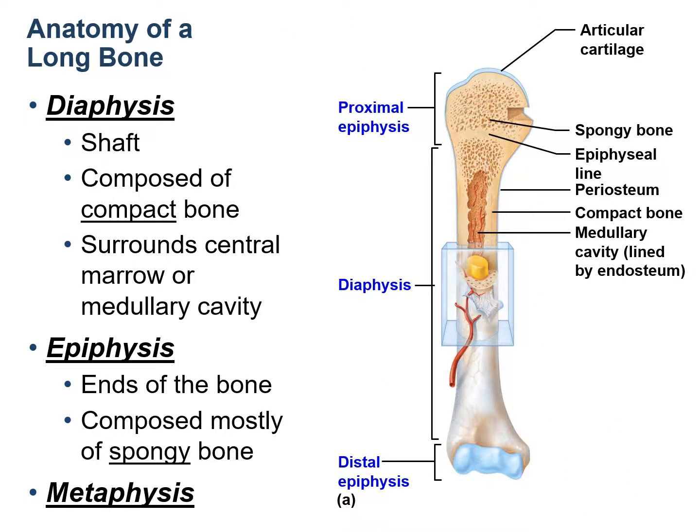Anatomy of a long bone. A long bone such as the humerus or the femur has a shaft portion known as diaphysis. The diaphysis is mainly made up of compact bone, and the compact bone forms the walls of the long bone, and the diaphysis usually surrounds the central cavity, which is the central medullary cavity, or which is also known as the bone marrow cavity. The ends of the bones are known as epiphyses, which are mostly made up of spongy bone, and the junction between the diaphysis and the epiphysis is known as metaphysis.